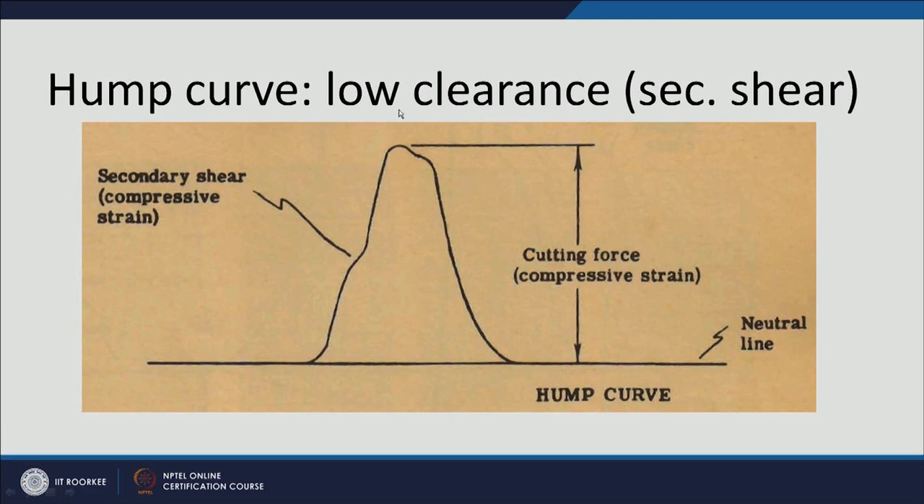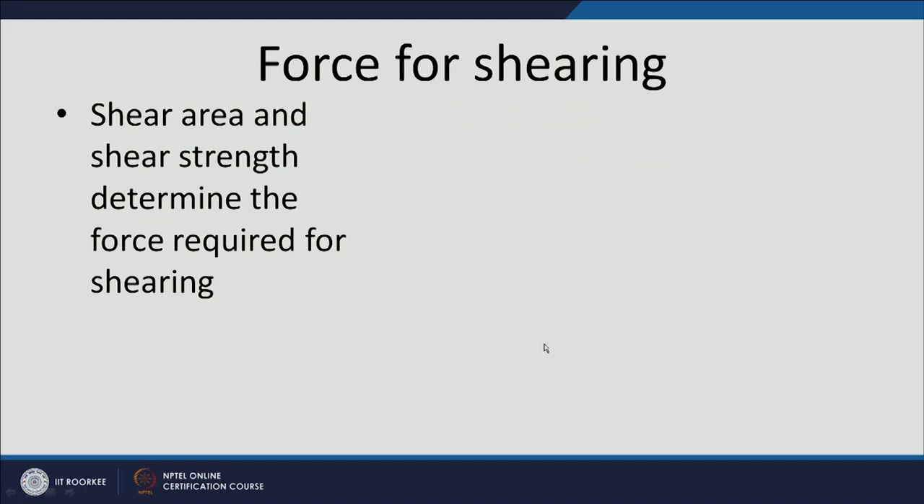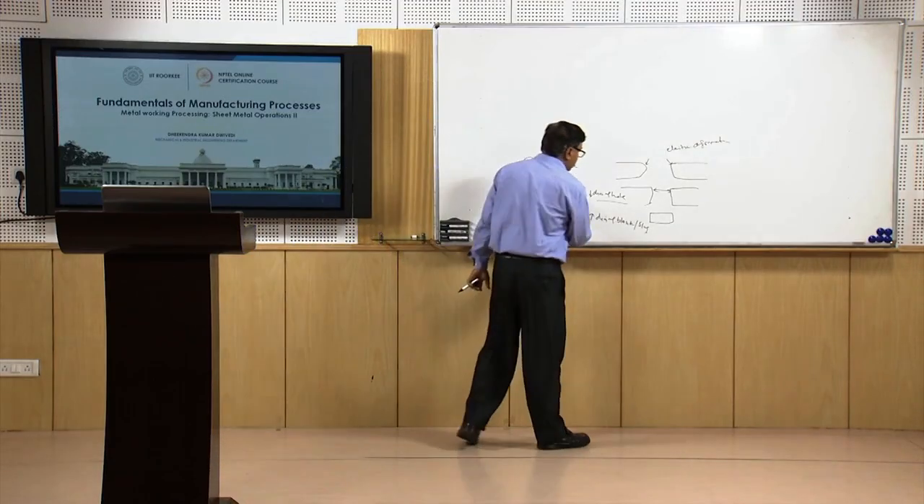The hump curve is obtained when the clearance is low, and in this case secondary shear takes place. So the variation in the force will have a slope, and it will have some kind of deviation in the curve, suggesting the occurrence of the secondary shear. And when the curve is angled, indicating too tight clearance, secondary shear is also present, but it is not measurable. In this case, the variation in the force is continuous as a function of time, and then it starts decreasing.